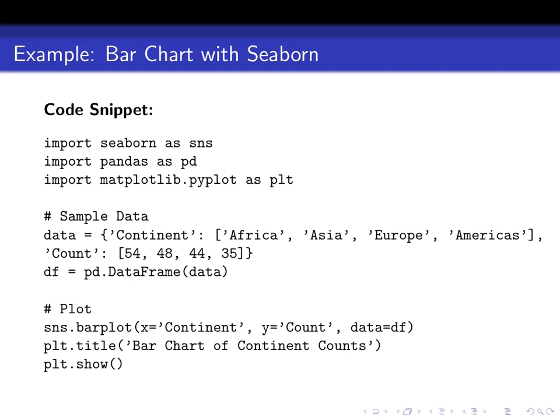Next, let's look at the first code example. This snippet uses Seaborn to create a bar chart. It plots a simple dataset where continents are grouped and their counts are displayed. By specifying the data and axes, Seaborn makes it easy to produce clean, readable visualizations.